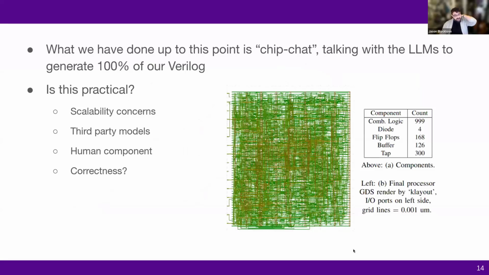So at this point we have this thing that we call ChipChat, talking with the LLMs to generate all of the Verilog. There are some concerns about the practicality of this, how well this scales up to a significantly large design if you're trying to make a RISC-V processor. It gets a little touch and go at points. We've certainly tried. It is tough and leads to some problems.